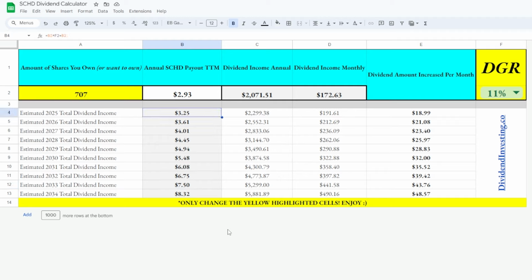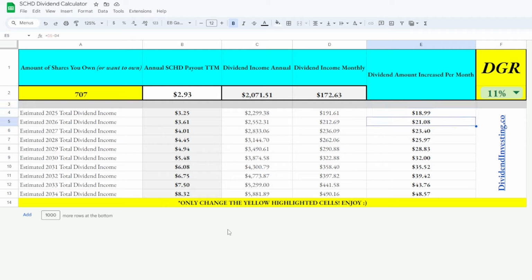Now, what I wanted to do with this data is basically clean it up and give myself a real life look at what I'm going to be dealing with in the future. And again, I'm going to go through different scenarios in a second, so definitely stay tuned. But because this is where we're at right now, I currently have 707 shares of SCHD, which over the last trailing 12 months has paid $2.93, which is a dividend income annual total of $2,071.51, or a dividend income monthly of $172.63.